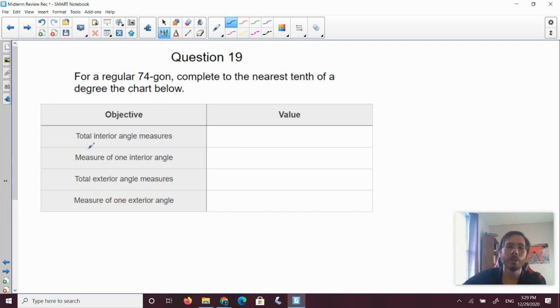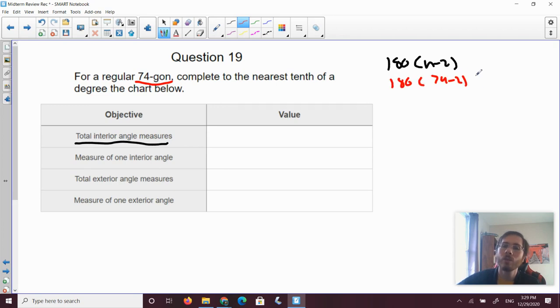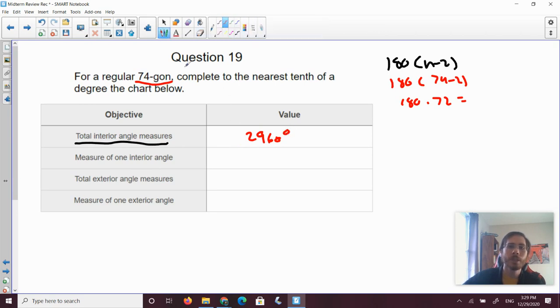So that one's actually going to be pretty nice because this is just going to be the same 180 times n minus 2 formula. In this case, we got a big number though. We have 74 is our n. So 180 times 74 minus 2 is going to be 180 times 72. And again, that's going to be something that we're just going to throw into the calculator at this point. So 180 times 72 is 12,960. It's a lot of degrees. That's fine. It's a big shape. It can have a lot of degrees.